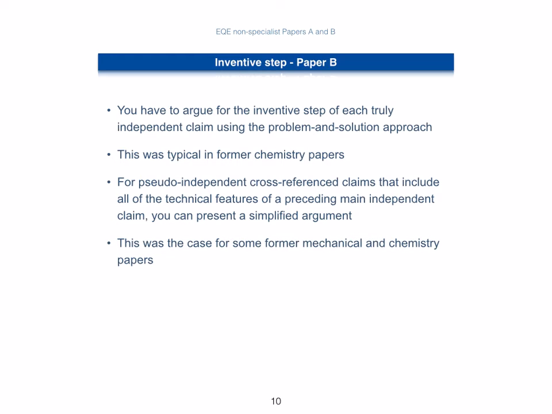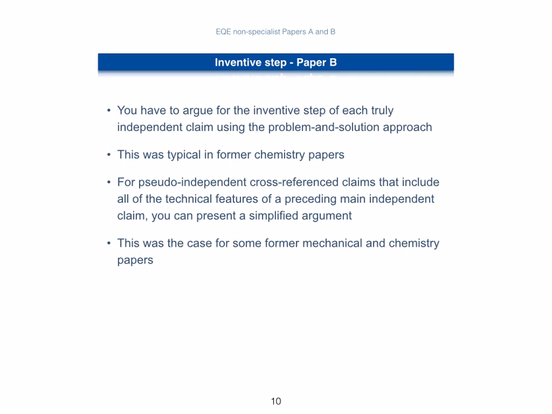I now turn to inventive step for paper B, where candidates capture or lose major credit on inventive step arguments. You have to argue for the inventive step of each truly independent claim using the problem and solution approach. This was typical for former chemistry papers. For pseudo-independent cross-reference claims that include all of the technical features of a preceding main claim, you can present a simplified argument.